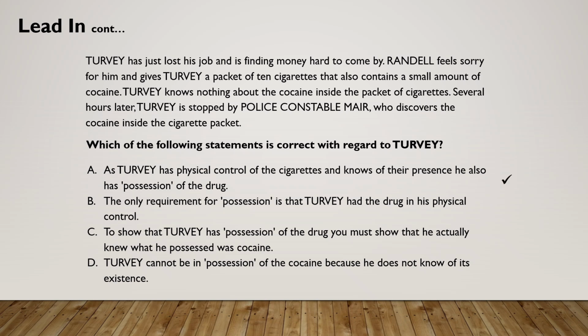And the answer is A. As Turvey has both physical control of the cigarettes and knows of their presence, and that's the cigarettes we're talking about here, he also has possession of the drug. Now that doesn't mean that he's necessarily going to get prosecuted, because there is the statutory defence of not knowing that you were in possession of the drug. That's fine. But the reality of the situation in terms of what the meaning of possession in this case is exactly that. He has physical control of the cigarettes and knows of their presence.